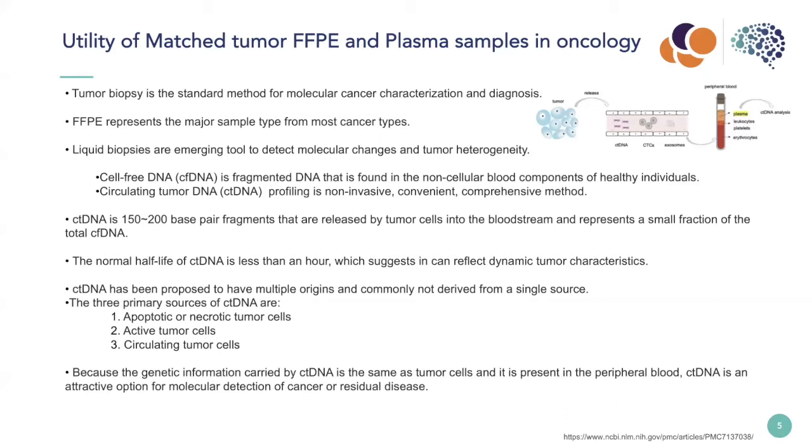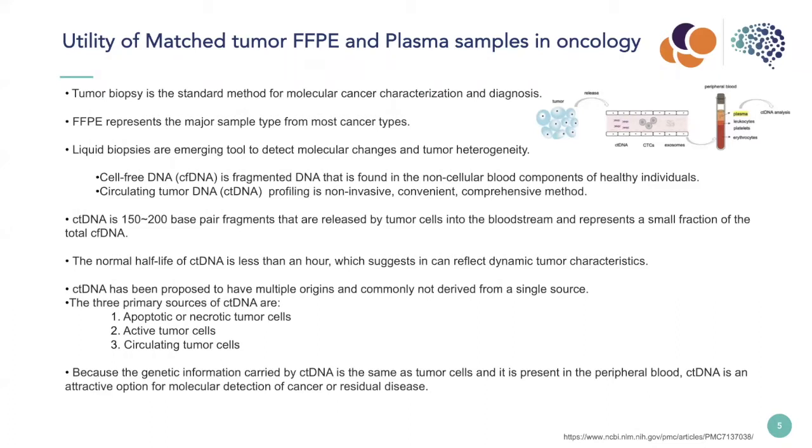not only for early detection of the disease, but also for very robust monitoring of residual or recurrent disease. So circulating tumor DNA is, generally speaking, between 150 and 200 base pair fragments of DNA that are released by tumor cells into the bloodstream, and they represent a small fraction of the total cell-free DNA that is present. The normal half-life of circulating tumor DNA is less than an hour, which suggests that it can reflect dynamic tumor characteristics during treatment and during disease.